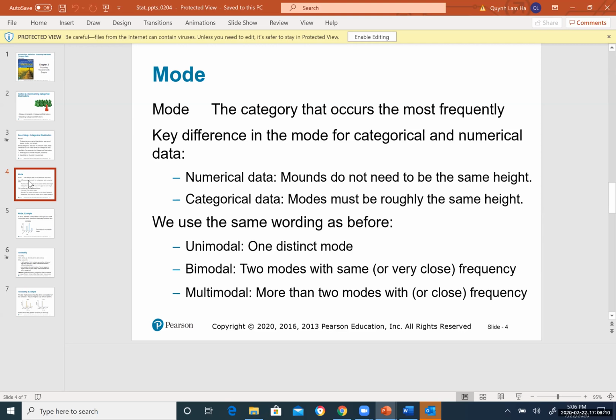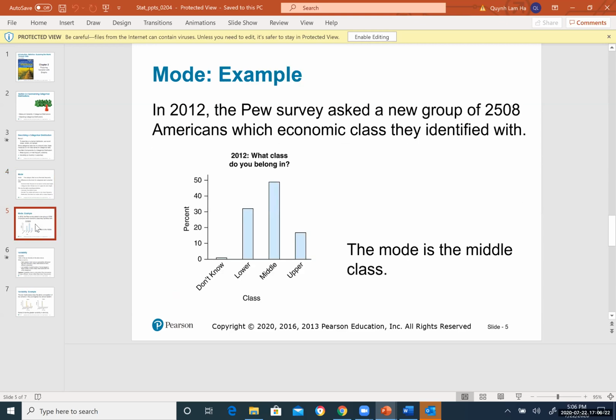All right. We use the same wording as before. Unimodal, 1 distinct mode. Bimodal, 2 modes with the same or very close frequency. Multimodal, more than 2 modes with the same or close frequency. Actually, I'm not really testing you on this, so it's here for you to know. I do not want you to get confused.